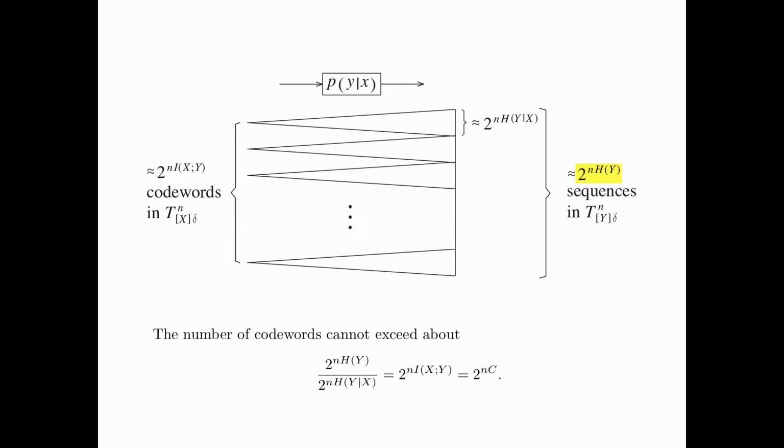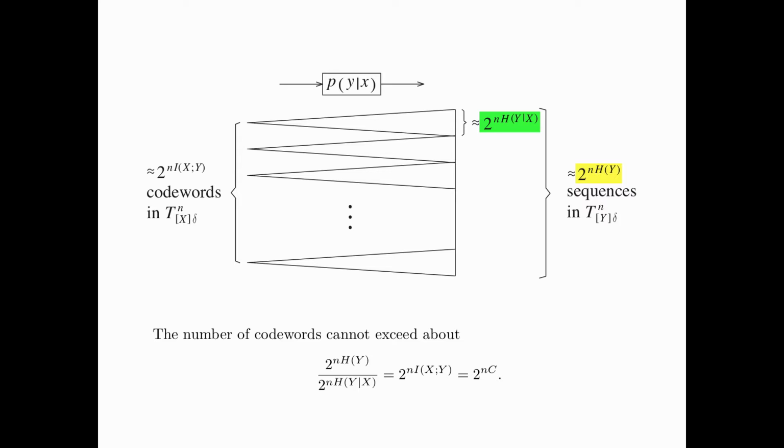On the right-hand side, there are approximately 2^{nH(Y)} typical y sequences. For each code word that we choose on the left-hand side from the typical x set, it is jointly typical with approximately 2^{nH(Y|X)} y sequences. This set of y sequences is represented by a cone. Now we want to pack as many code words as possible such that the cones are basically non-overlapping.